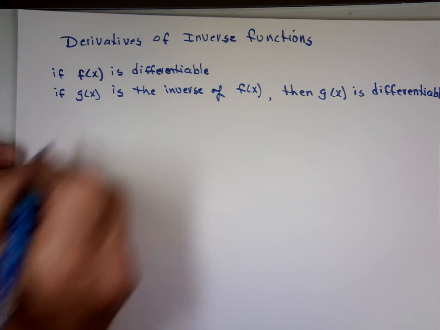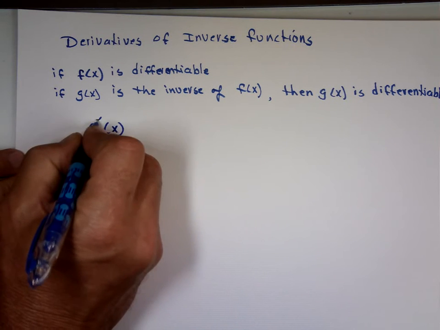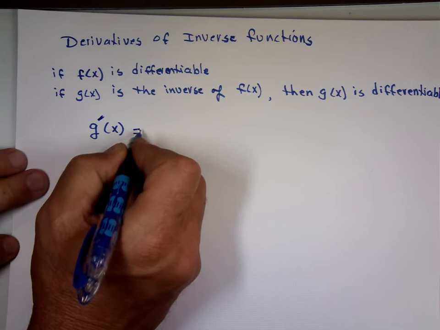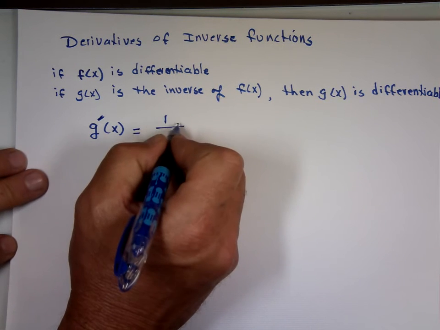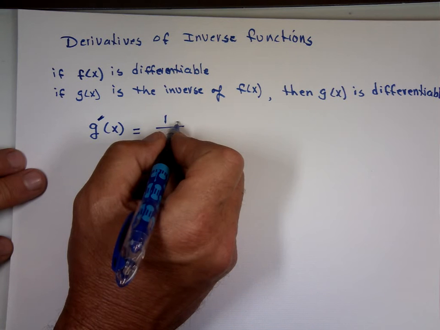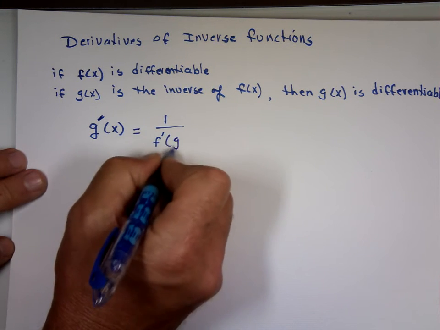And we found out that the derivative of the inverse function, somebody did the math for us, is equal to 1 over f prime of g of x.